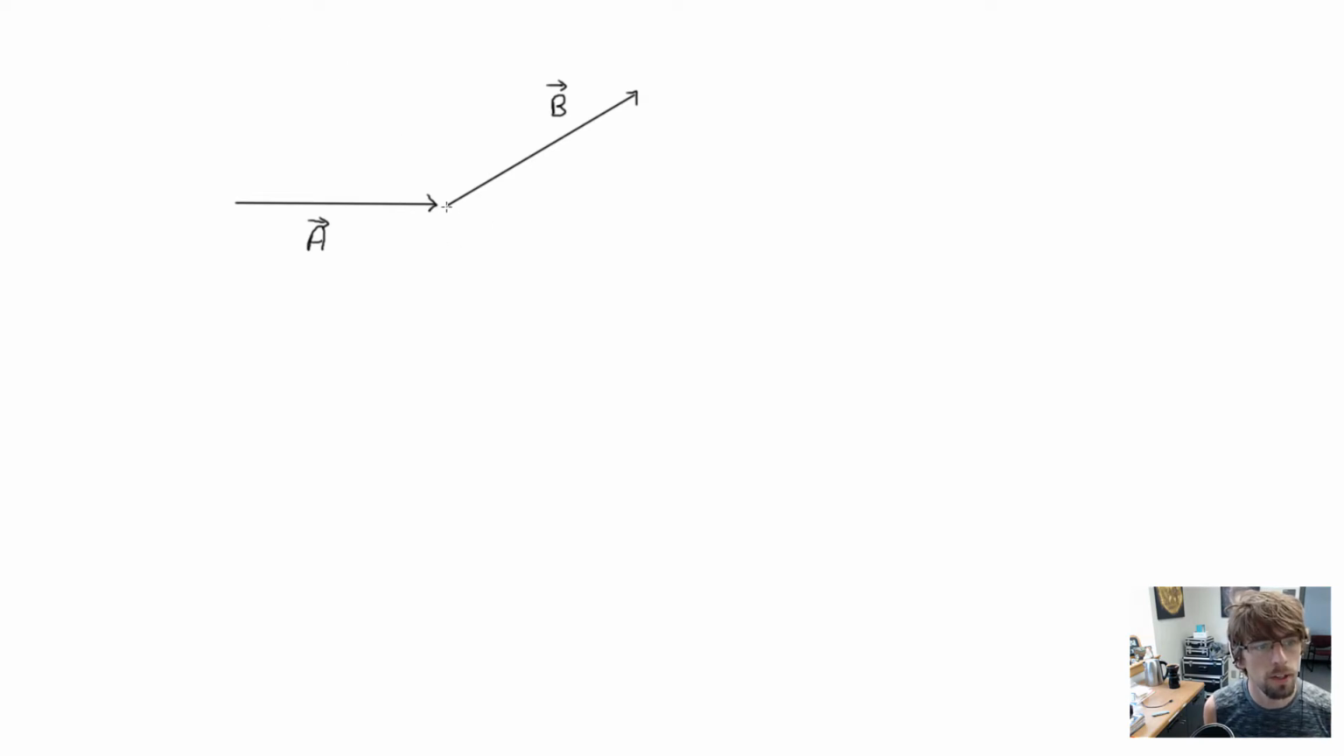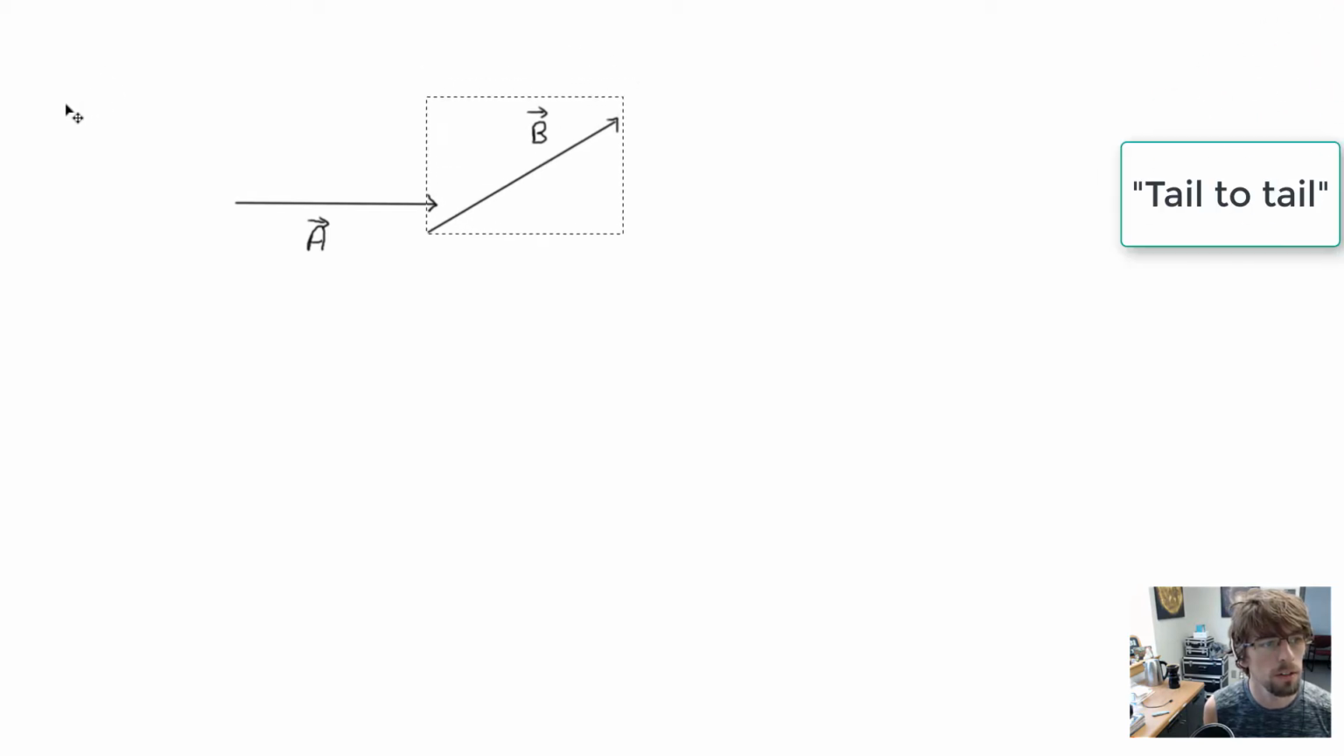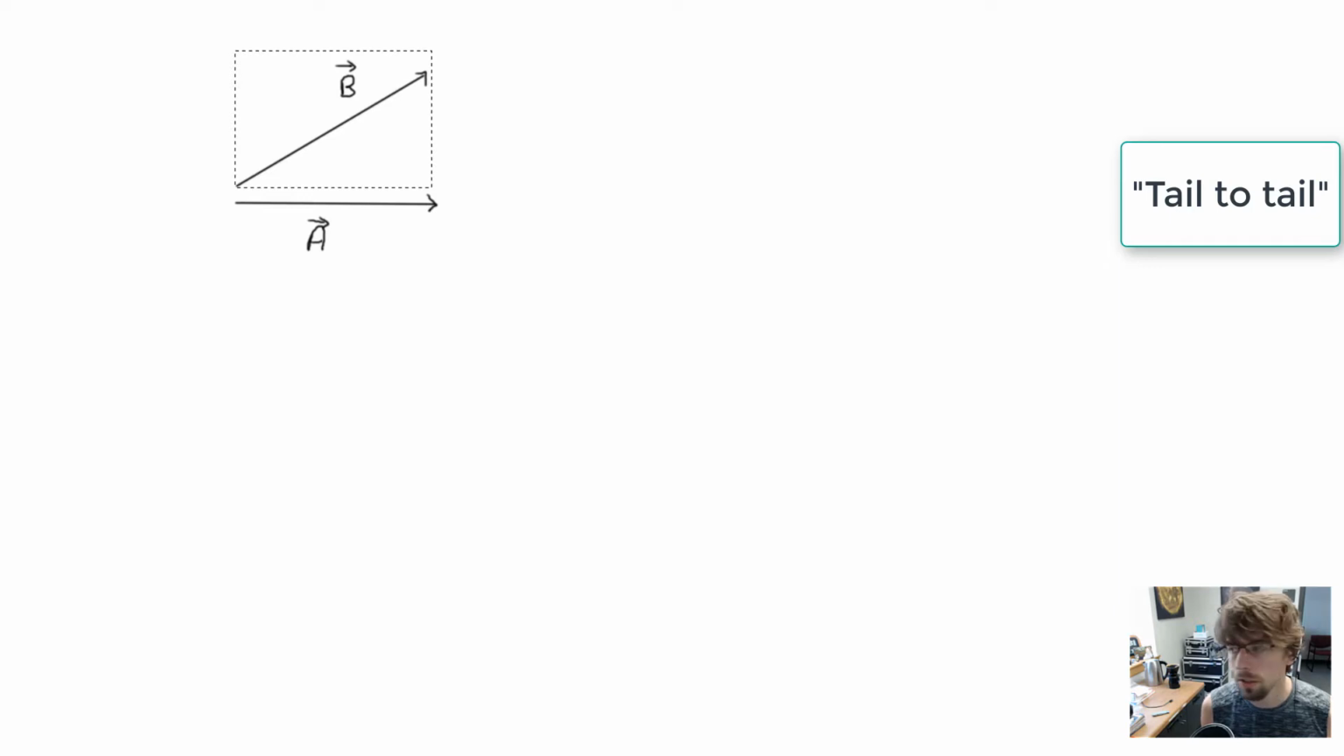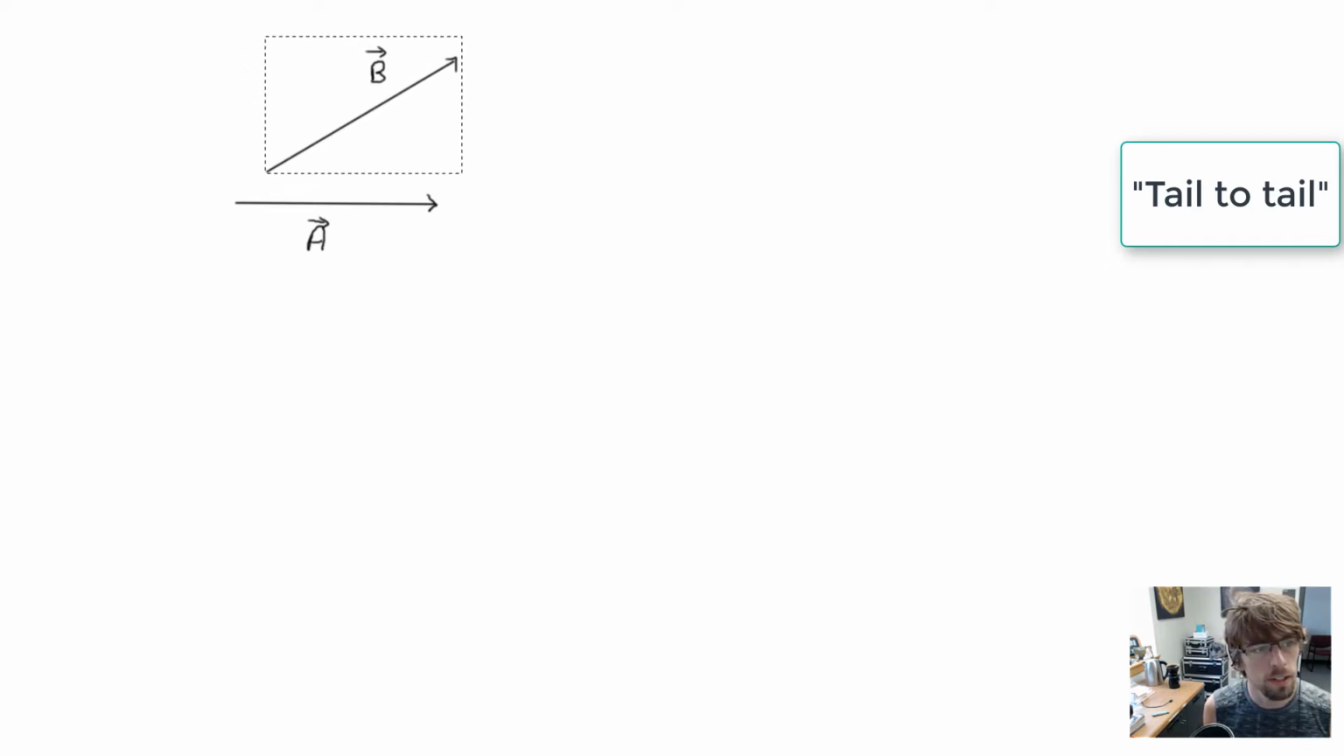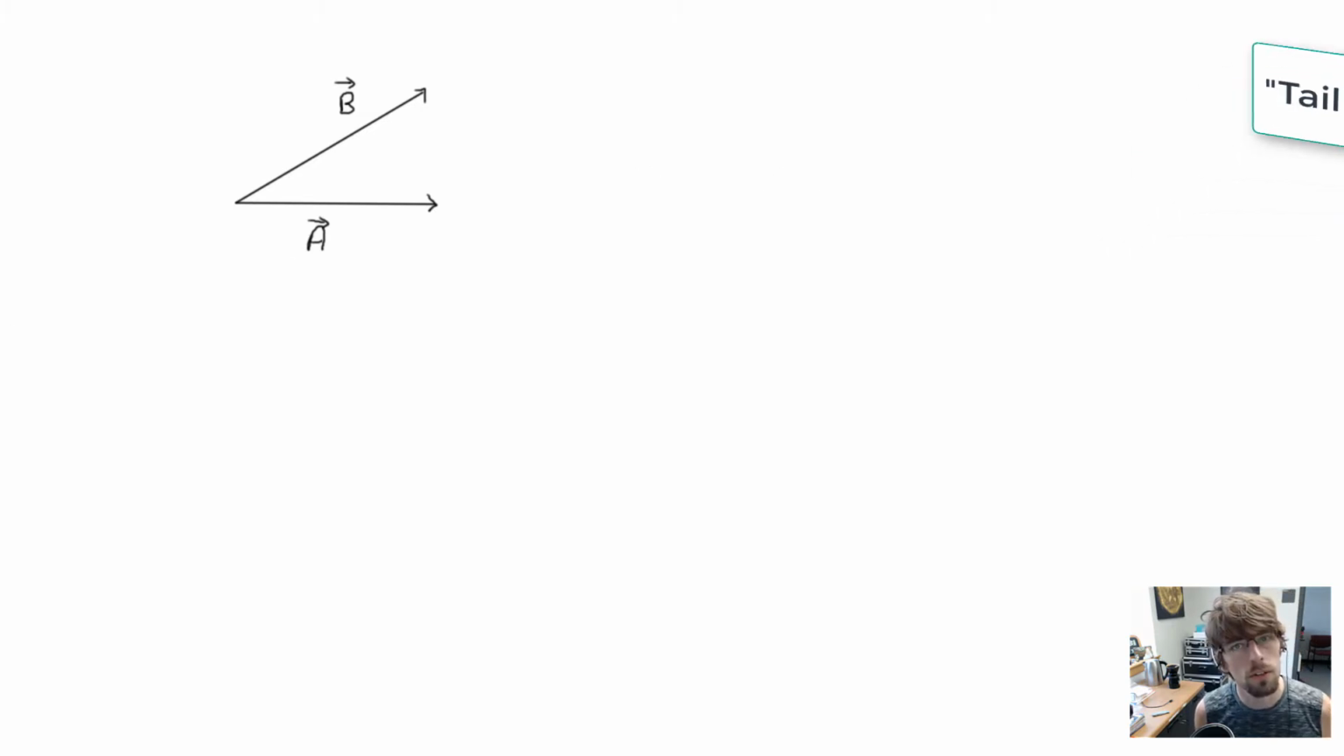Well, we're going to take advantage of the idea that we can translate vectors. So let me grab vector B, and I'm going to translate it. And here you'll notice I'm going to actually translate it so that the tail of vector B coincides with the tail of vector A. So we'll drop it right there. Perfect. So now I've got my two vectors arranged in order to do my dot product.